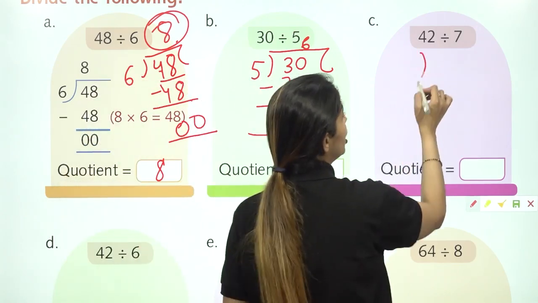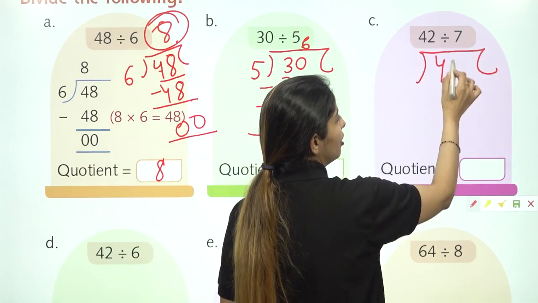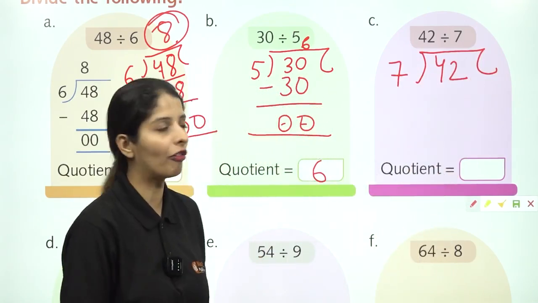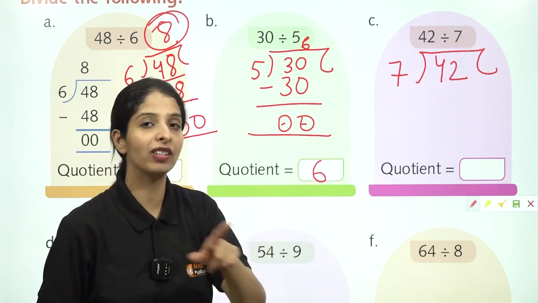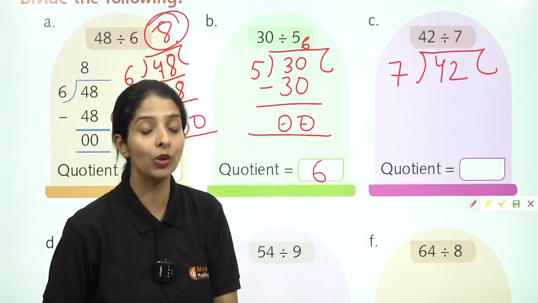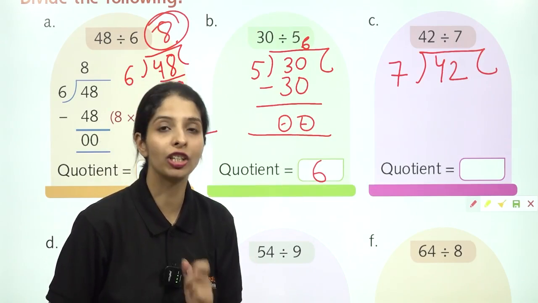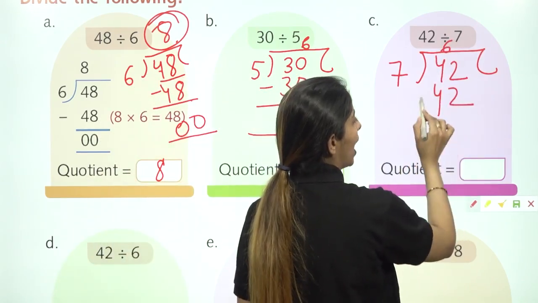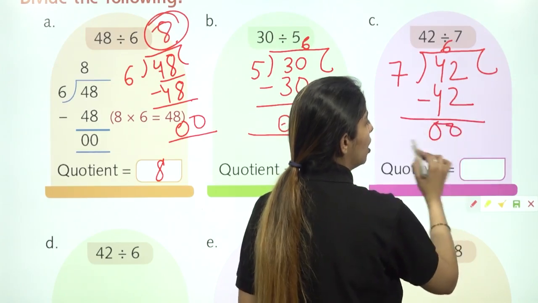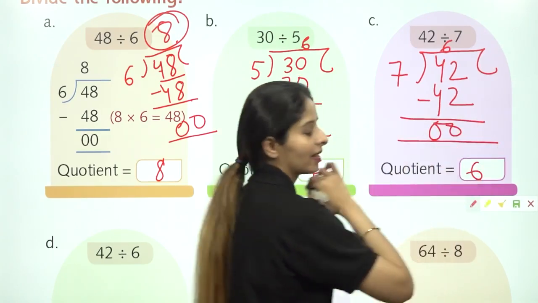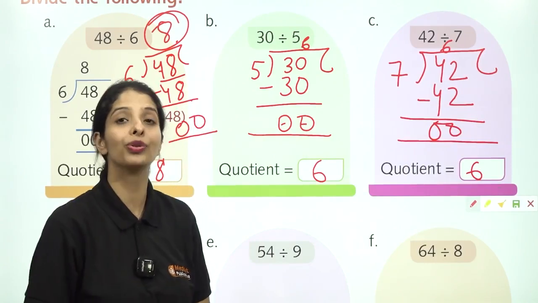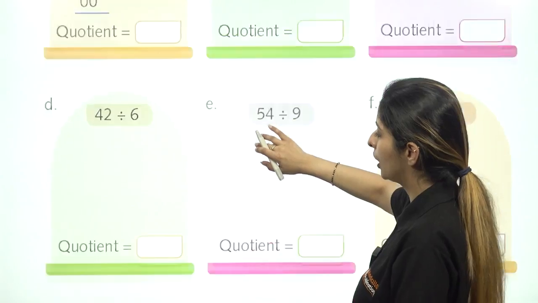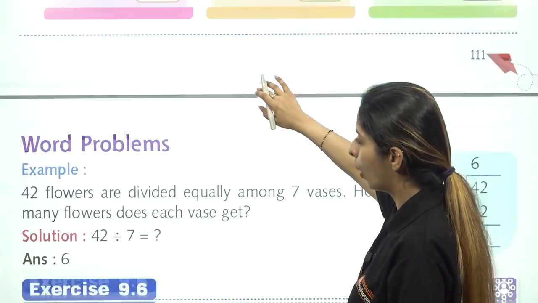Again, 42. Write the dividend here, divisor here, start calling up the table of 7. 7 fives are 35, 7 sixes equal 42. So the quotient is 6, subtract, we get 00. So your quotient is 6. This is how you do division. Next questions are also given to you. You have to practice them all.